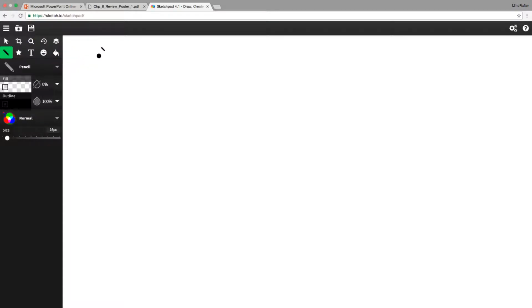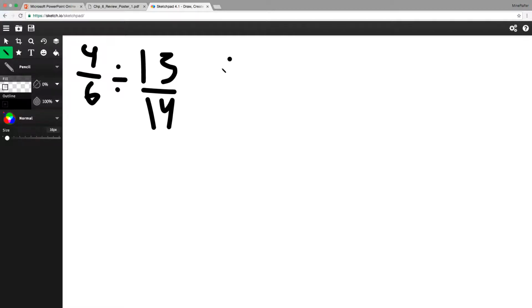Okay, let's do now 4 over 6 divided by 13 over 14. Okay, so as usual, we do the KCF. So K, which will be the 4 over 6. So 4 over 6, that is the K. The C, which is the division symbol.